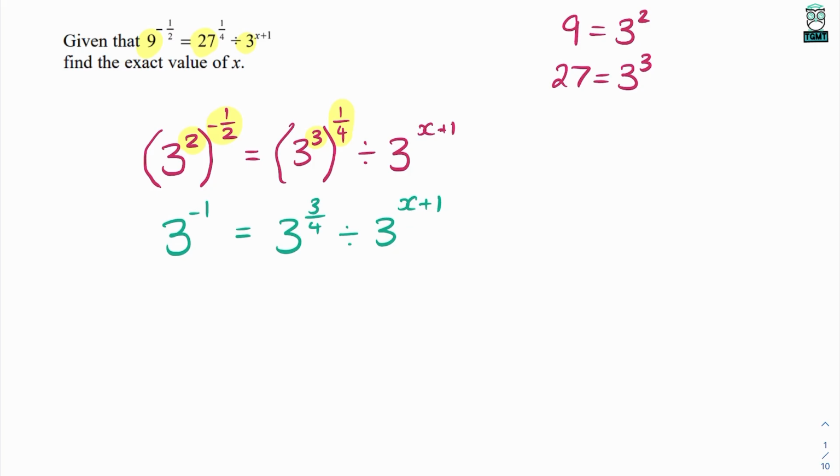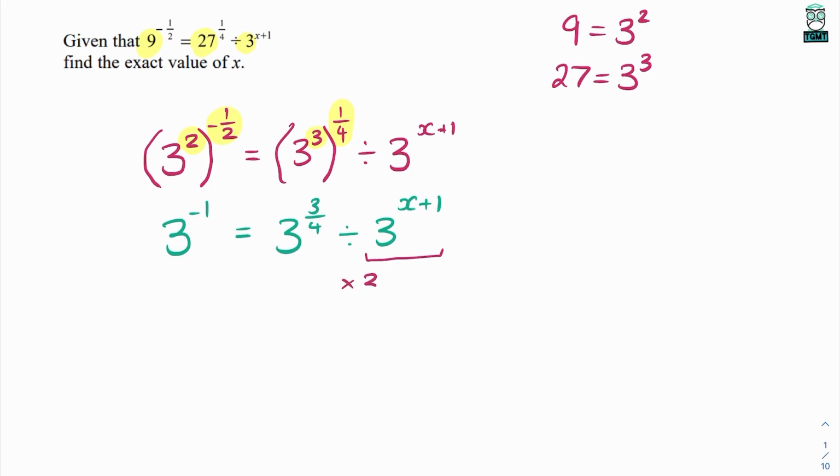We want to look for the easiest route. We know that when we're dividing, what we can actually do is subtract the powers. But do I really want to do 3/4 take away the x plus 1? Maybe not. I think one of the easiest ways to do this is to multiply both sides by this 3 to the power of x plus 1 and basically move that to the left hand side of the equal sign.